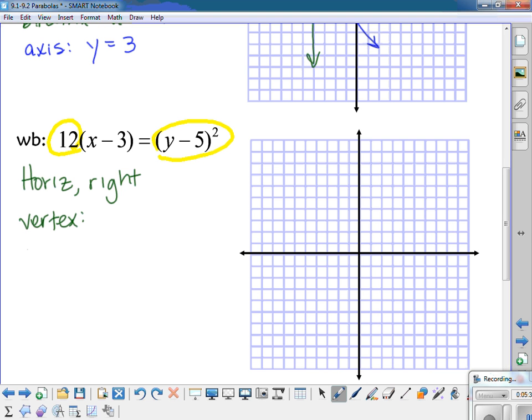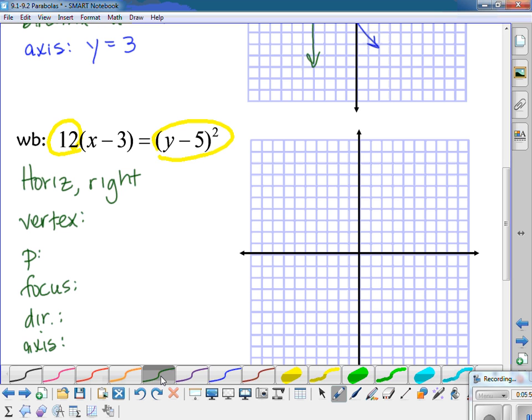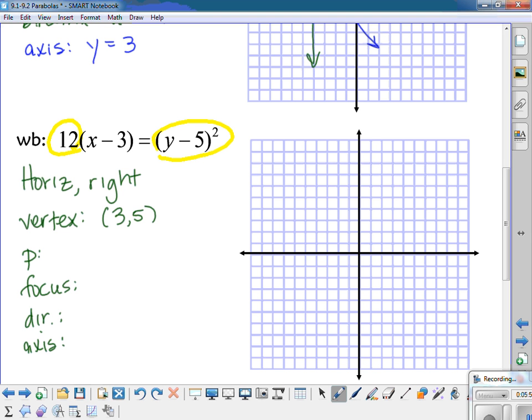So you're going to find your vertex, the p-value, the focus, the directrix, and the axis of symmetry. Okay, so we found that the vertex was at (3, 5), right? And P is 12 divided by 4, or 3. So if I go to my vertex at (3, 5), 1, 2, 3, 4, 5. Okay, we're going horizontally to the right, and I'm going to go 3 units because that's what P is. So 1, 2, 3, there's my focus.